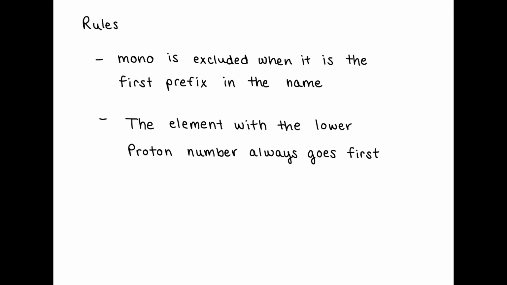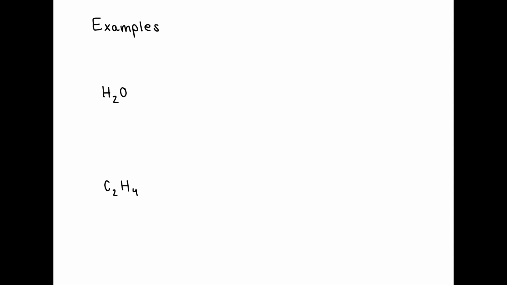Now let's look at some examples for how we name covalent compounds. You probably already know H2O is water. However, if you name it using the covalent rules, you will get dihydrogen because there are two hydrogens, monoxide because there's a single oxygen. Notice how it's not monooxide, it's monoxide. We drop the O on the mono because there's already an O in oxide.